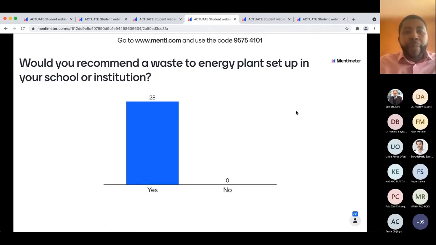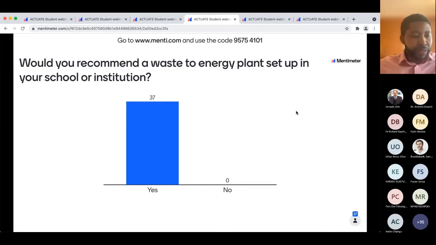So there's an overwhelming yes to would you recommend a waste to energy plant in your university? Overwhelming yes. I was hoping I would see somebody who would say no, and I would be very happy to ask them why they said no. So that's good to see. Everyone likes the idea of a waste energy plant in their university.